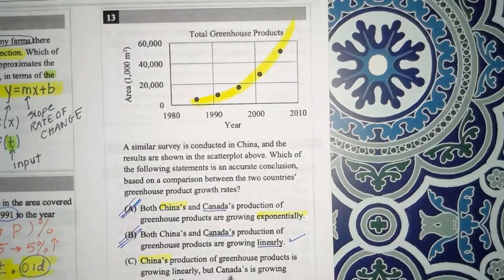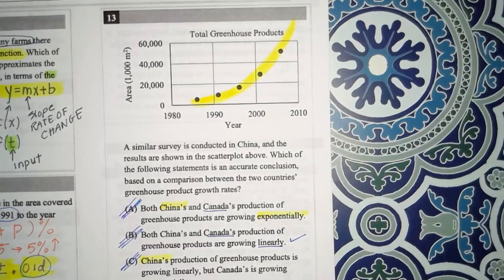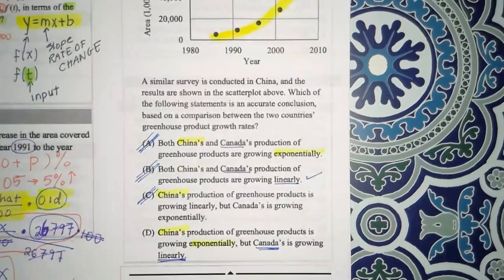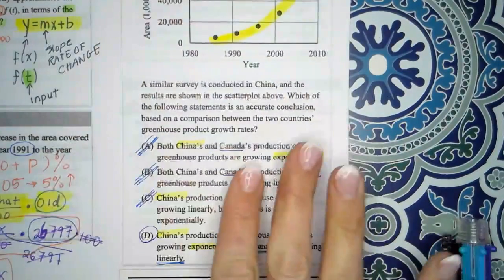China, blah, blah, blah. Canada, growing exponentially? No, this is all sorts of bad. China's production of greenhouse products is growing exponentially, but Canada's is growing linearly. Oh, I cut it off. Sorry, let me know if I do that again. Is that one good? Winner, winner, chicken dinner. That's it. Very little calculating to do here.